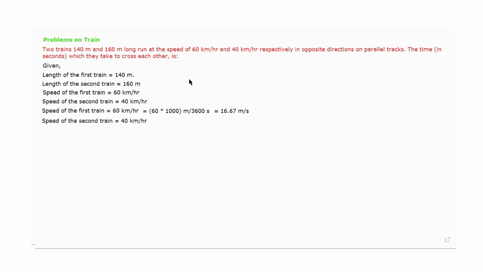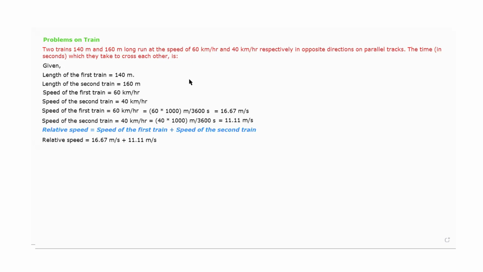Speed of the second train equals 40 kilometers per hour equals 40*1000 m/3600 s equals 11.11 meters per second. Now, we can calculate the relative speed. Relative speed equals speed of the first train plus speed of the second train. Relative speed equals 16.67 meters per second plus 11.11 meters per second. Relative speed equals 27.78 meters per second.